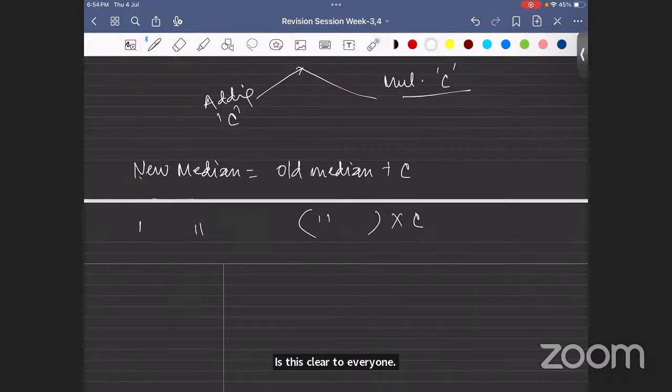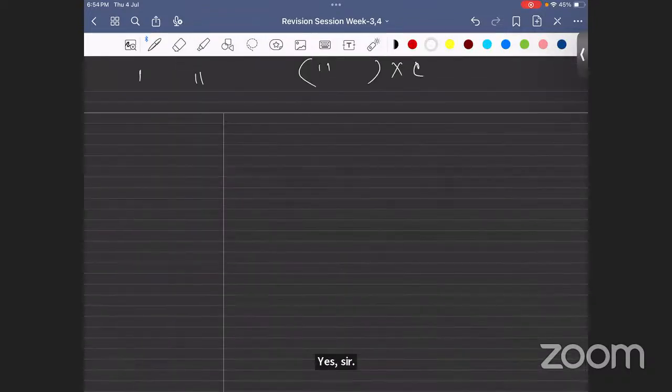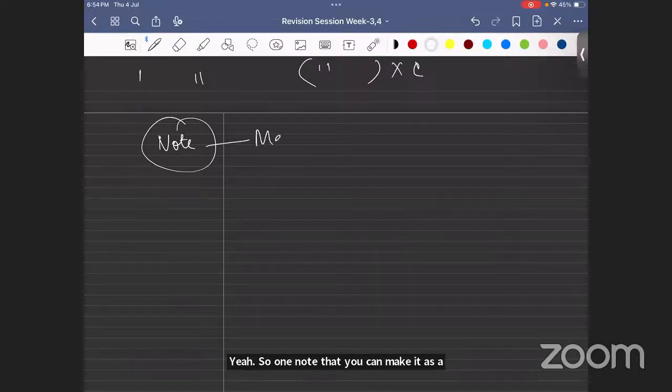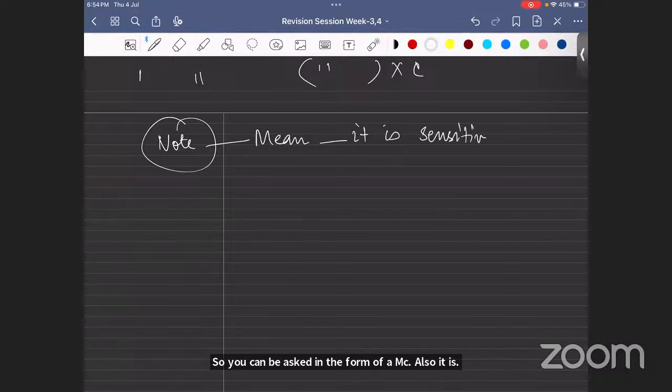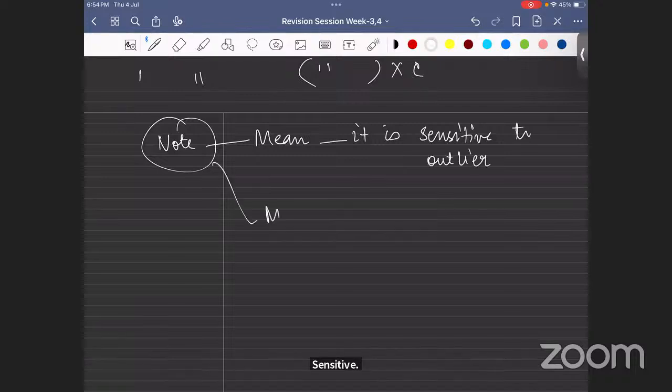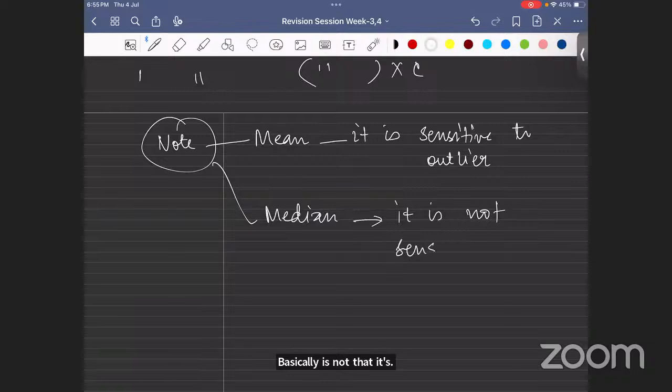Okay, now one more thing that you can note down: the mean basically is sensitive to outliers. You can be asked this in the form of an MCQ also. The mean is sensitive to outliers, but the median basically is not that sensitive to outliers.